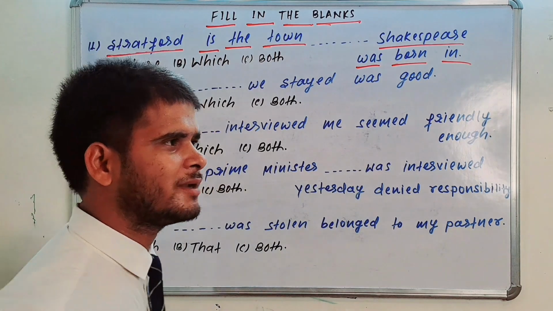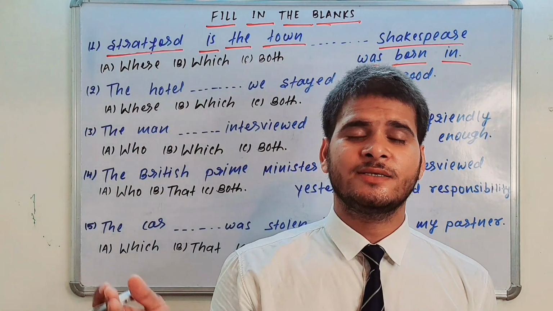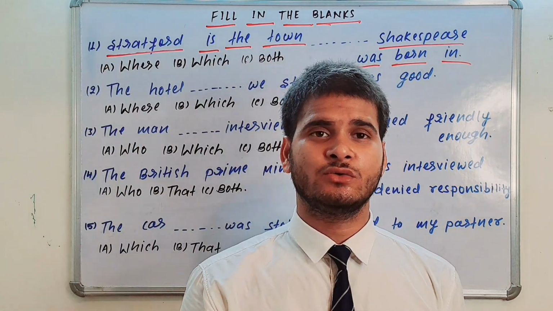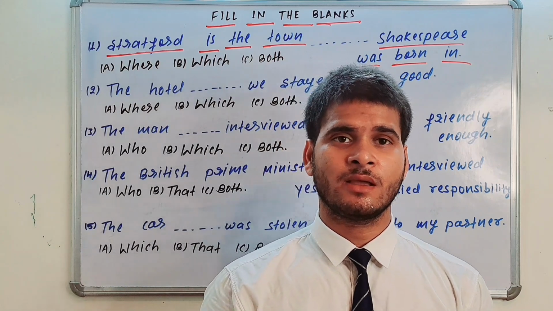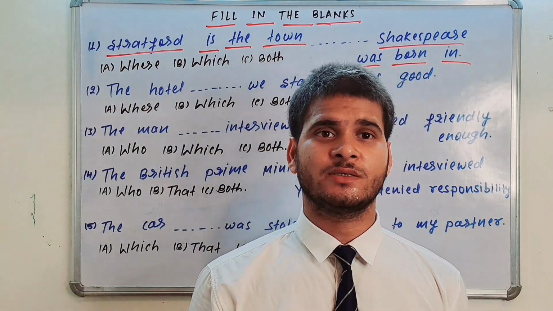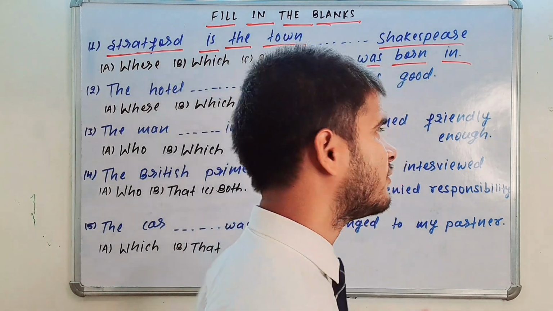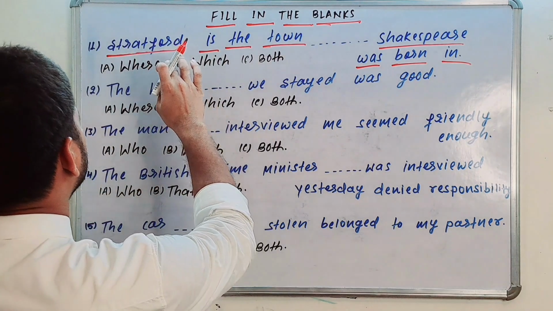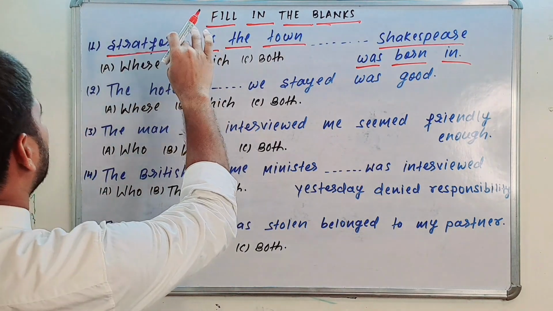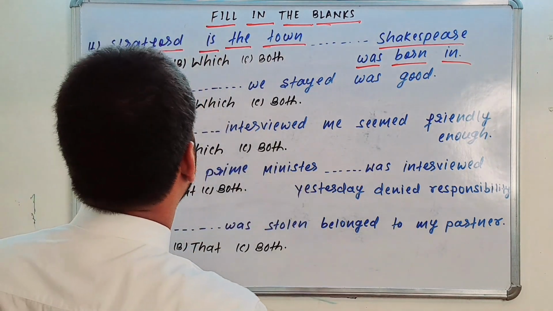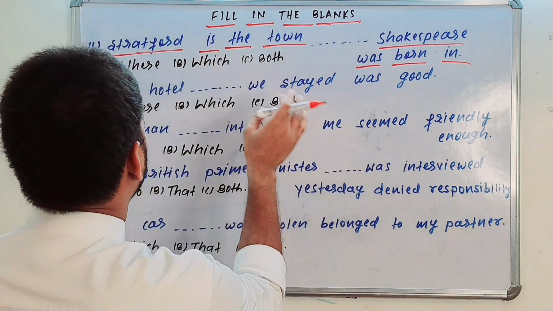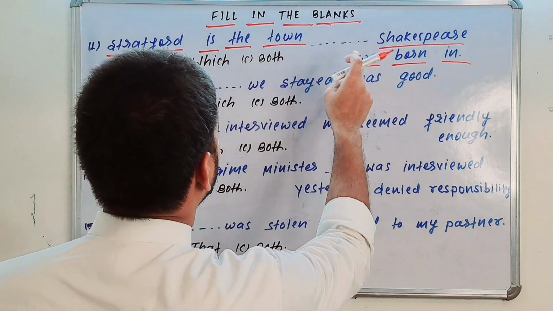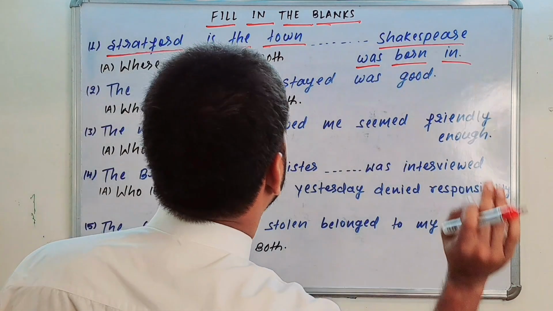First, try to know that the relative pronoun where is used only for places. But here someone is discussing a town called Stratford. Stratford is the town where Shakespeare was born in.